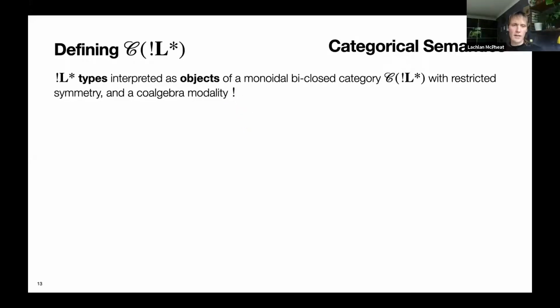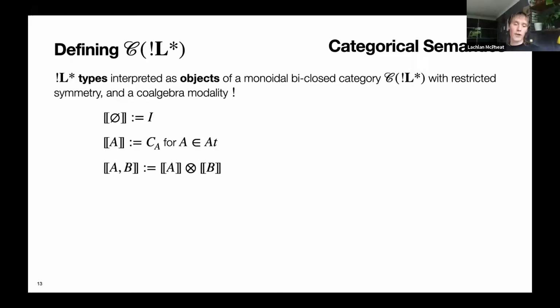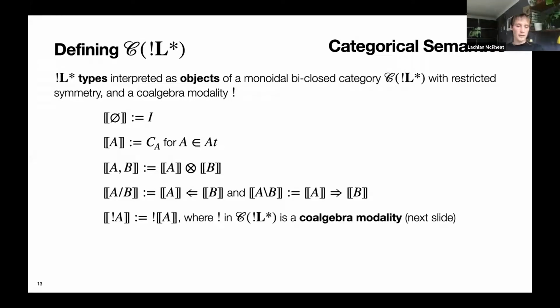I'll explain what these are later, but just so we have a grasp of what the objects are, we'll interpret the empty type as a monoidal unit. We'll interpret atomic types as distinct objects of this category. I might refer to them as atomic objects. We interpret concatenations of types as the monoidal products of their interpretations, and we interpret the fractional types as internal homs from the interpretation of the denominator to the numerator, which is horrible to say with words, but very easy to see algebraically on the page. And then we want to interpret the modal types.